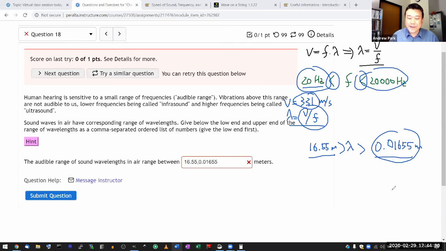So the range should be, what used to be matching to a lower frequency is gonna match up to longer wavelength. So it'll be 0.01655 and 16. And like with the previous question, this has a fairly generous amount of tolerance built in. So even if you were to put in something like this, you should have graded it as correct. Yeah. All right, let's keep going.